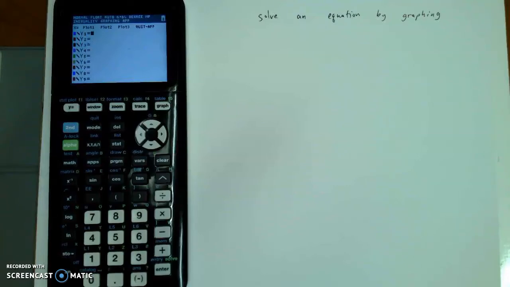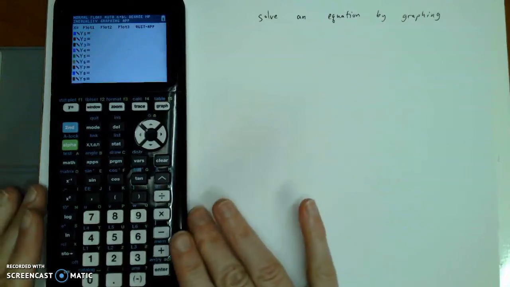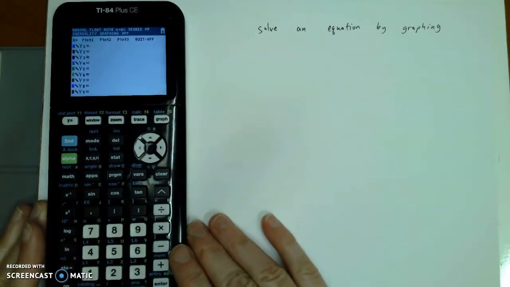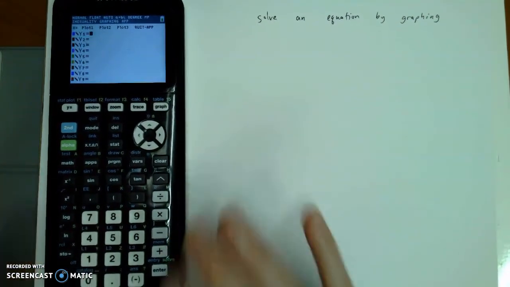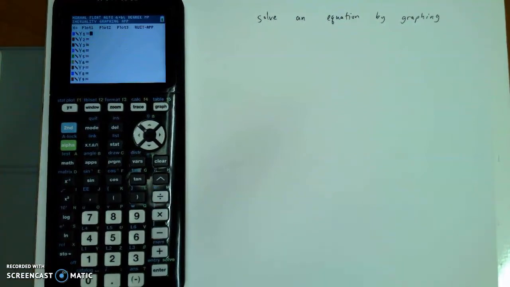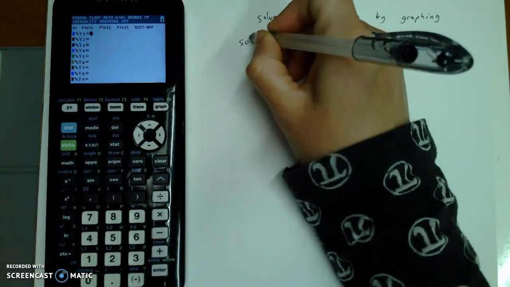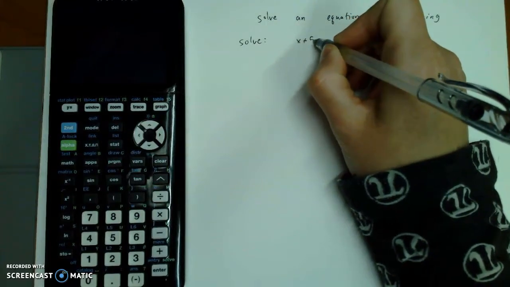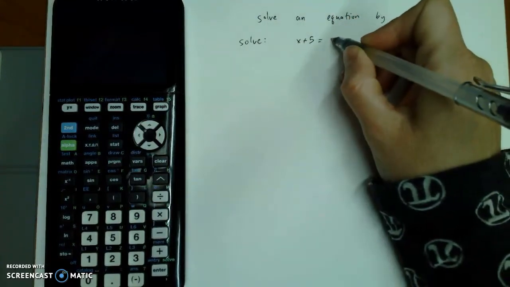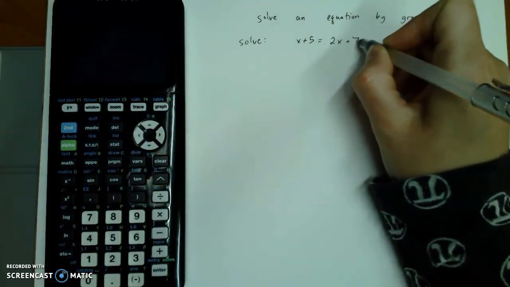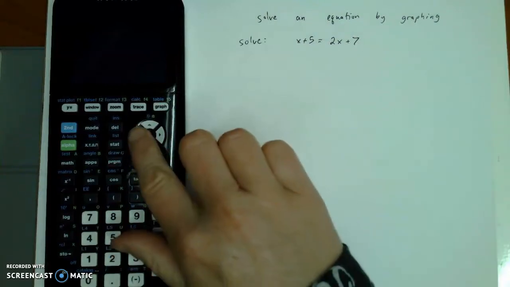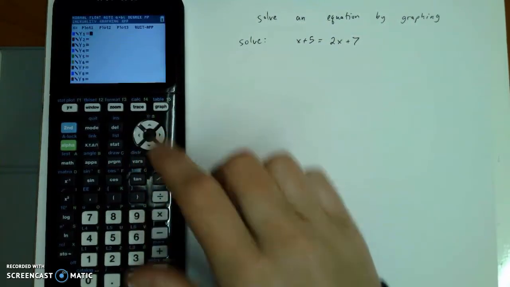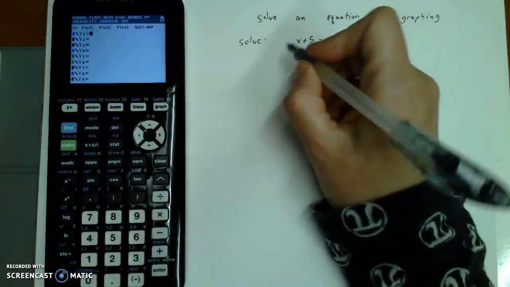In this video, we're going to look at how to use a graphing calculator to solve an equation using that graphing capability. As always, I've got a TI-84 Plus CE, but a lot of what I say will apply to other graphing calculators. So let's say I want to solve this problem. I'm going to start with a pretty basic linear equation, just to have something simple to start with. Now, we obviously could solve this by hand, but we can solve it with the graphing calculator as well.